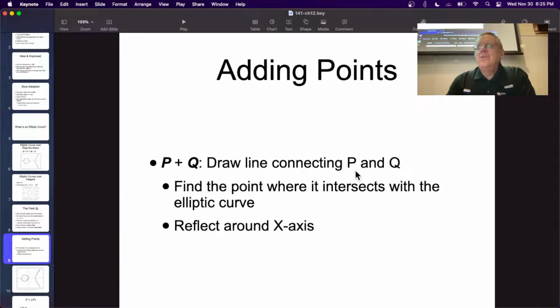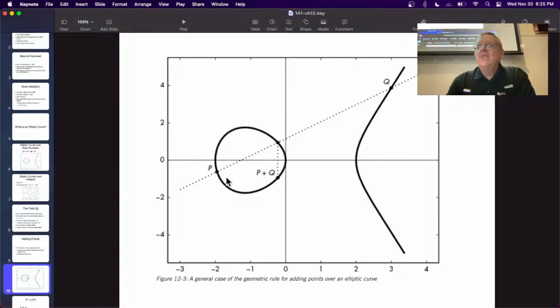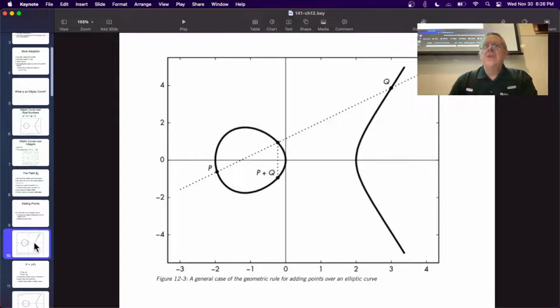You draw a line between them, find the point where the line intersects the curve, and invert y. So if you add P and Q, these two points, you draw a line, you find the point of intersection and reflect it down to here. That's what P plus Q is. Now that is a strange thing to do. It doesn't seem anything like addition, but it doesn't have to be. The only point is it is some way to combine two elements of the group to create another element of the group. And as long as it has the right mathematical properties, that's all we care about. It is just a way to add two elements together.